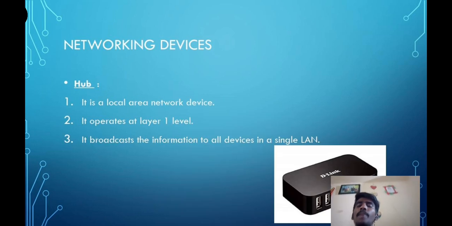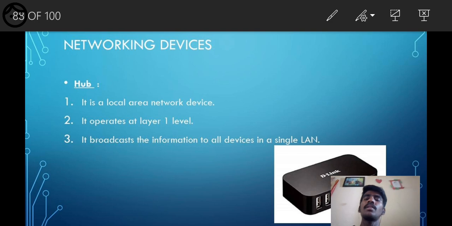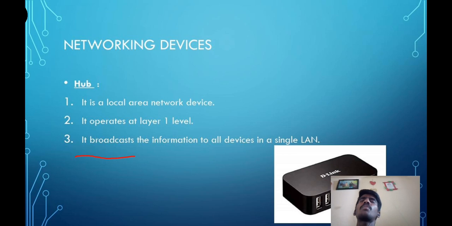Now a hub is like a wired medium. Wireless can be done through WLAN, whereas hubs and switches are involved in wired local area networks. It can be used in a single local area network. It operates at layer 1, which is also known as the physical layer. It broadcasts the information to all the devices in a single LAN. So remember this word, broadcast. Both the switch and hub are the same, but they vary by this one word, broadcast.